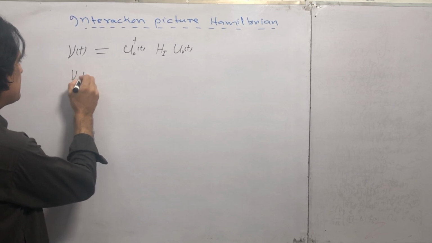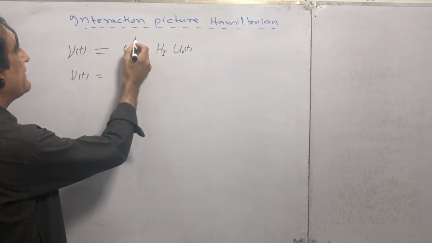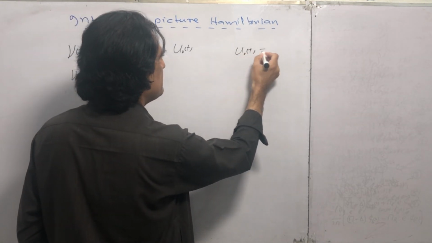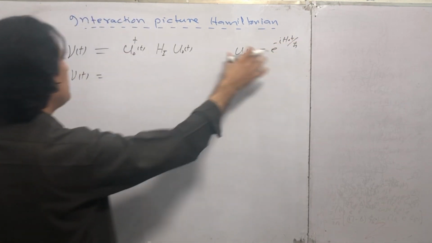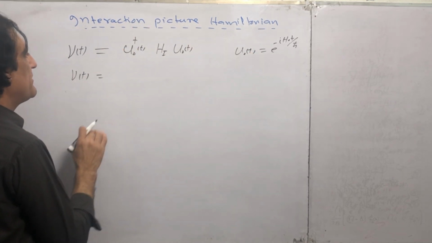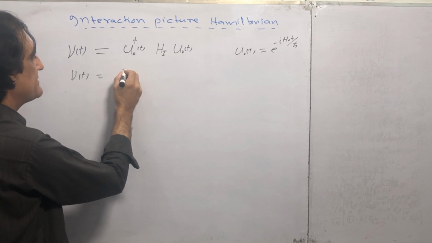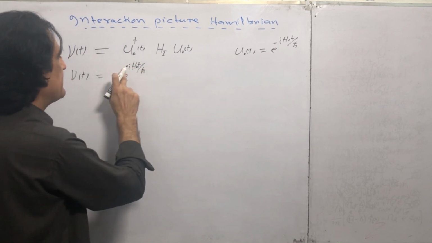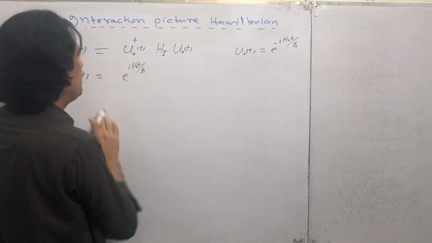U naught(t) is the unitary operator. This is a dagger on this U naught(t). Then we can say that U naught(t) is equal to e to the power minus i H naught t divided by h bar. This is the value of the unitary operator, and by taking the Hermitian conjugate or dagger, we can write this minus i H naught t divided by h bar, and this must be positive because this is a dagger, so this is minus, this will be plus.